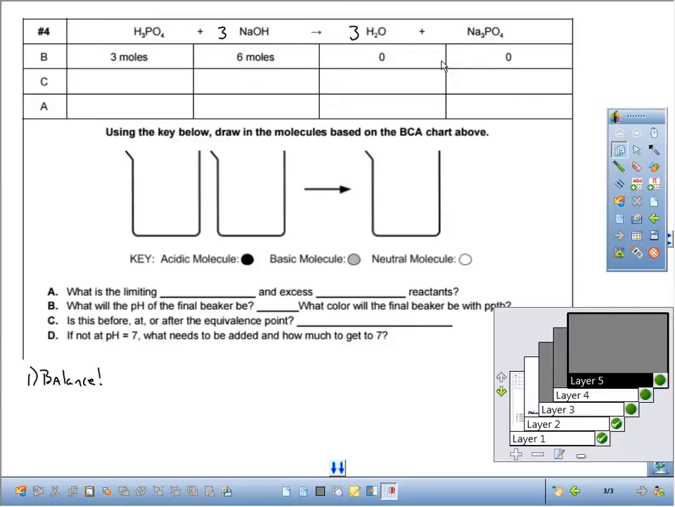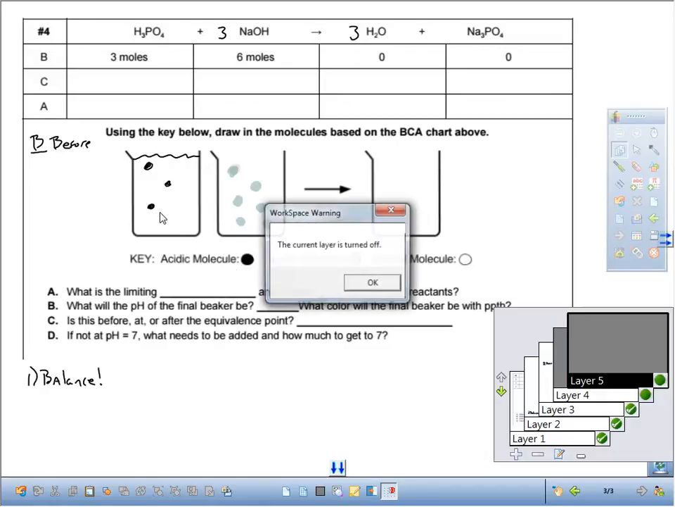Now, the next part, B stands for before. So if we look, before we do anything, if you see the B here, this is before. I said, okay, 3 moles. This is saying this is what we're starting with. I've got this in my beaker right here. So I did 3 of these molecules just to show that, hey, here's the acid. I've got 3 of those.